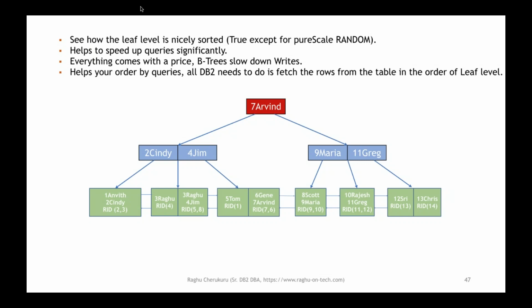Everything comes with a price. B-tree slows down your writes a little bit, updates and inserts, because these entries need to be managed in this data structure as well. And it helps your order by queries. Say, for example, if I'm retrieving the data from a table and I am just going by these index keys, I just get the reads in the same order as the keys, and my data is sorted. I don't have to do another sort. So that's why B-tree indexes help a lot with sorting.